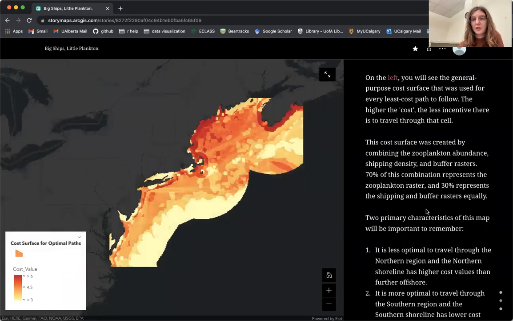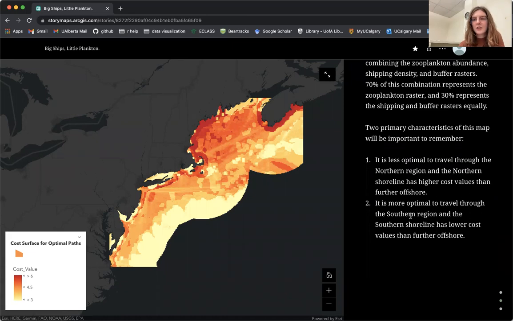So on the left, you'll see the general purpose cost surface that was used for every single least cost path to follow, where the higher the cost, which is these darker red areas, the less incentive there was to travel through those cells. So this cost surface, like I mentioned before, was created by combining the zooplankton abundance, the shipping density, and the buffer rasters. And I combined them using weighted sums, where 70% of the combination represented the zooplankton abundance layer, and the remaining 30% represented the shipping and buffer layers equally.